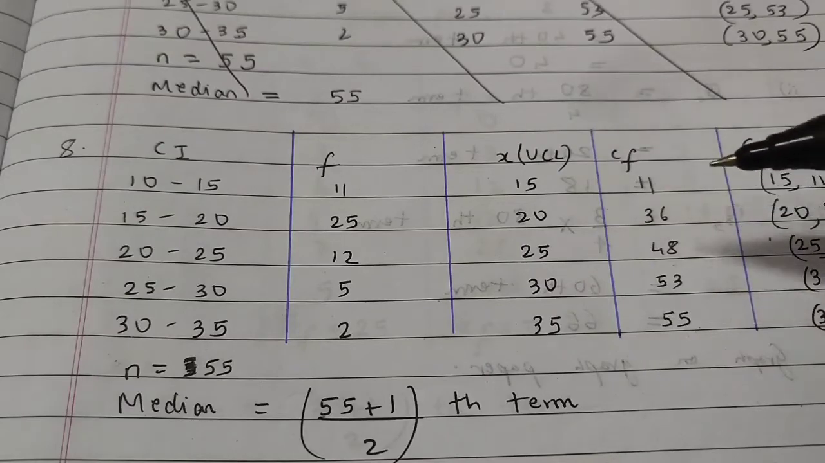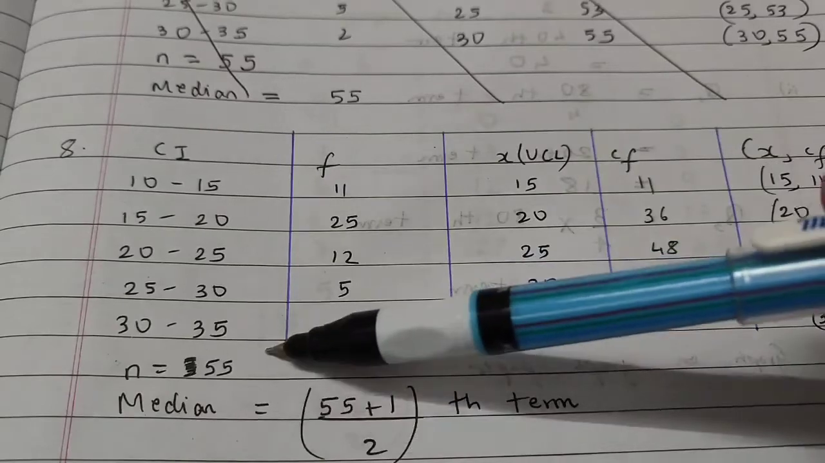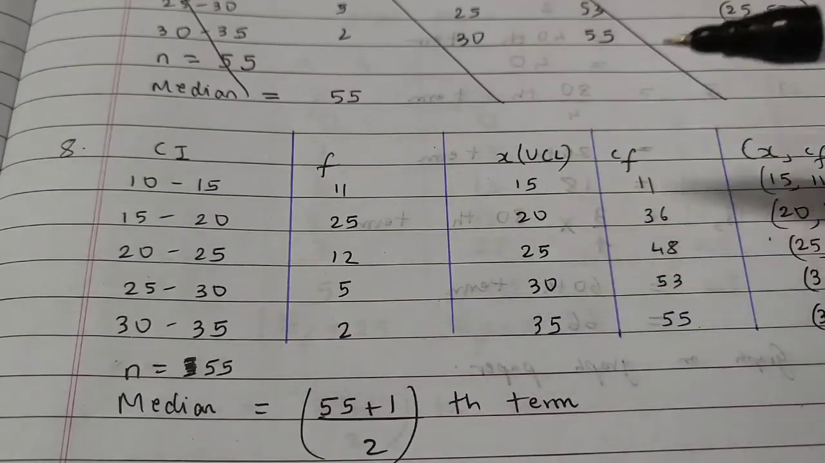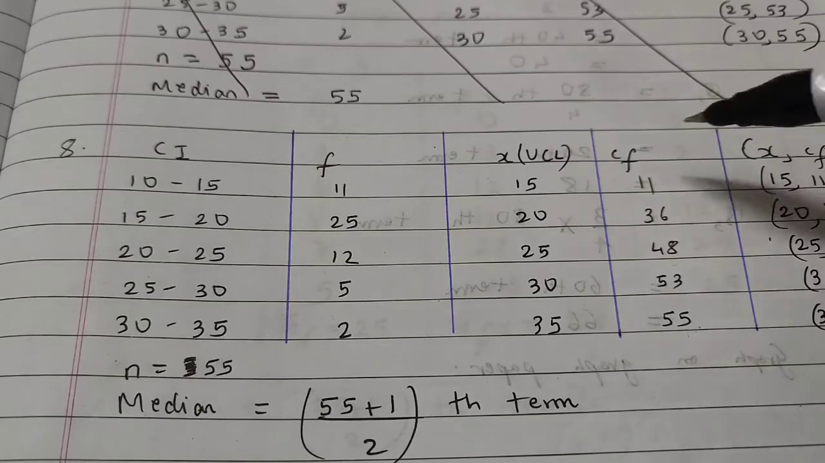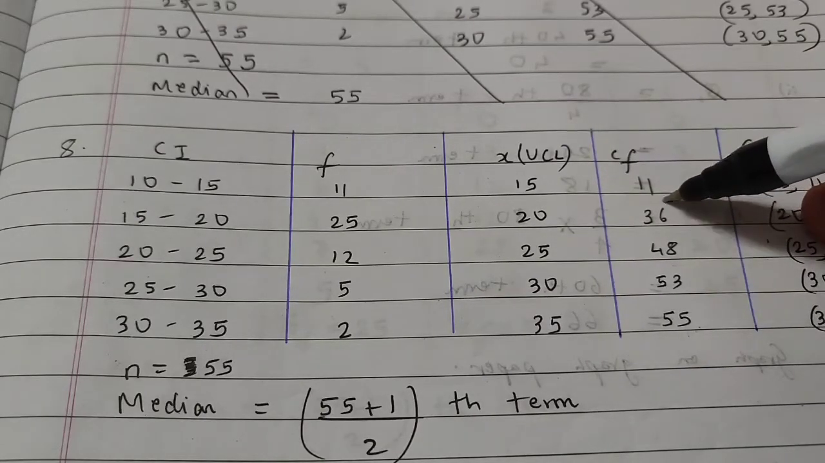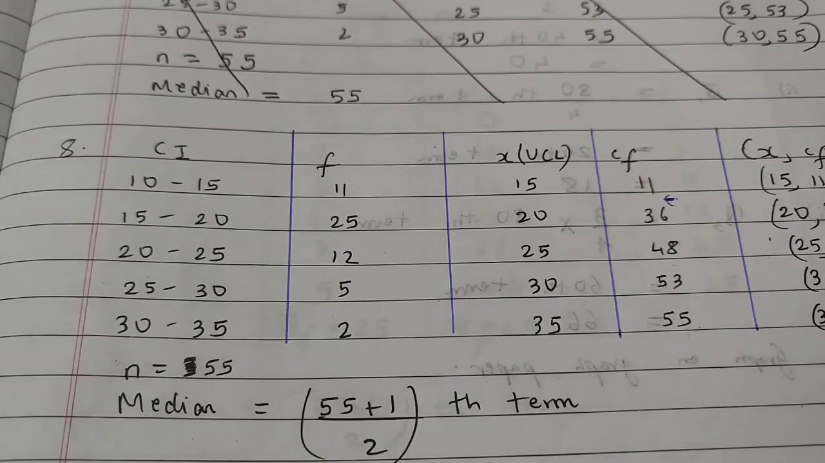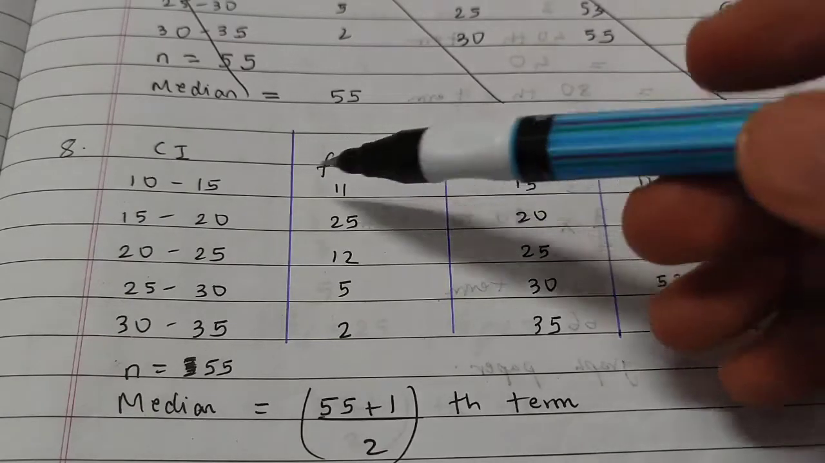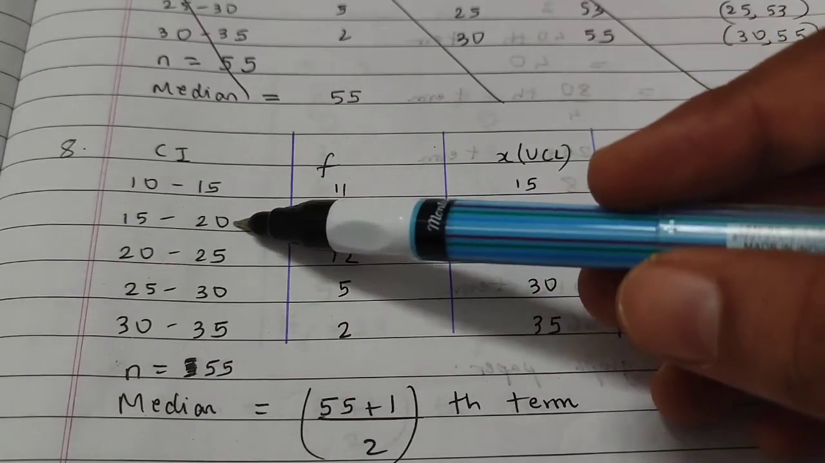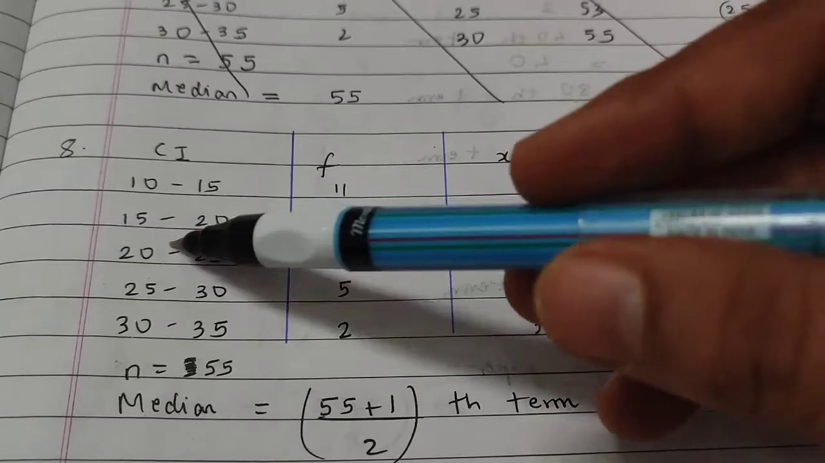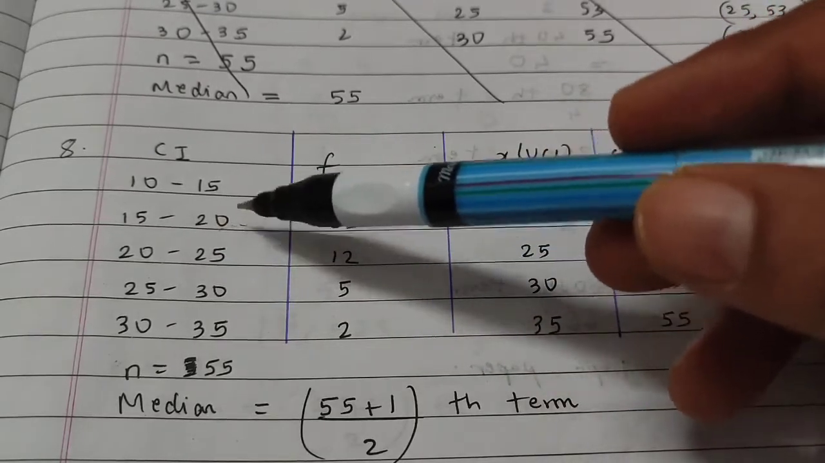Now we'll plot a graph to find the median. There are 55 students, so make it an even number, 56. 56 upon 2 is 28. So the median will be the weight of the 28th student. The 28th student looks like somewhere around here, between 11 and 36. But the weight is not given as a single number. It's a range given, 15 to 20. So exactly what is the median?